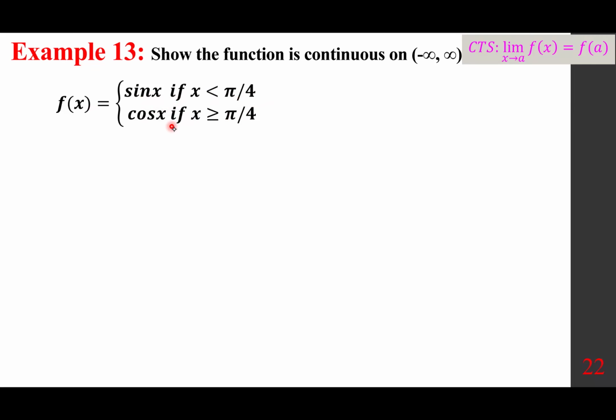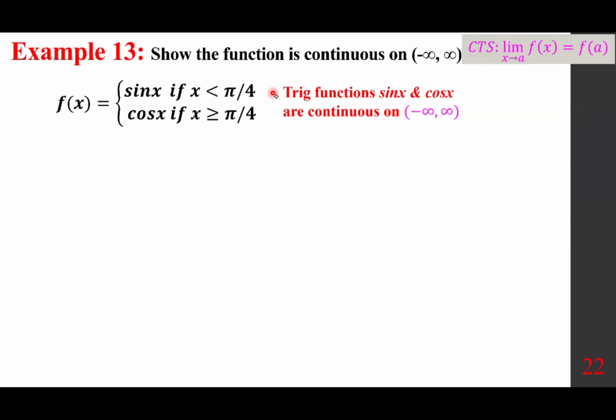I hope you remember, as far as the trigonometric functions sine and cosine are concerned, they are continuous everywhere in their entire domain of negative to positive infinity. Therefore, you have to check the endpoint, namely pi over 4. So each piece is continuous. Therefore, it's continuous from 0 to pi over 4. Same thing here. Therefore, it's continuous from pi over 4 to infinity.